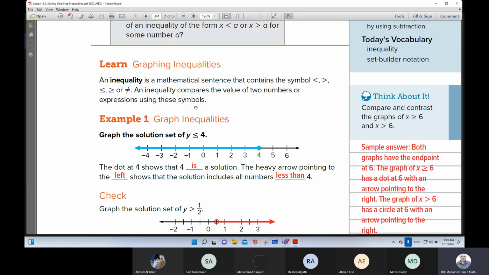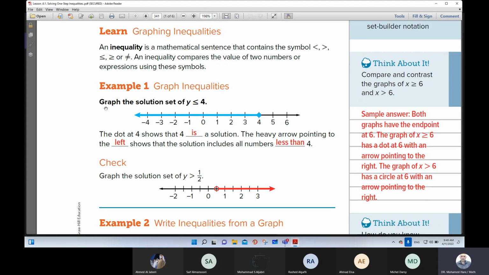How to graph the inequality? For example, graph the solution set of y less than or equal to 4. The first step, you can draw the number line that represents the negative numbers and the positive numbers, and the 0 in the middle. Then represent 4, and always when you have equals in the sign, draw a closed circle or shaded circle.